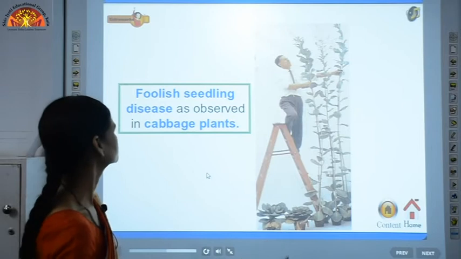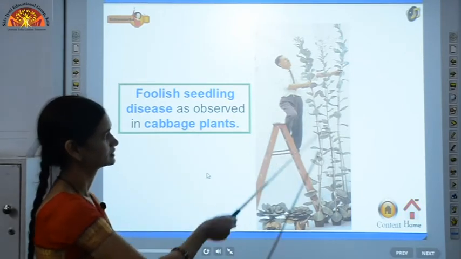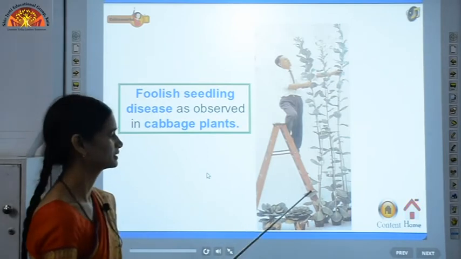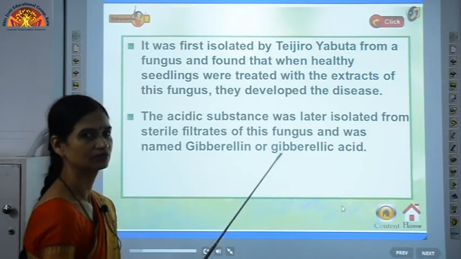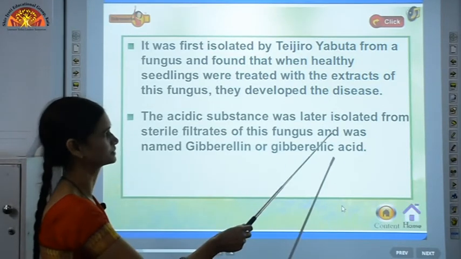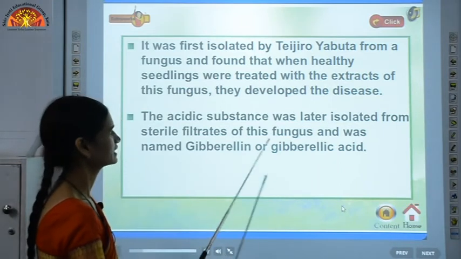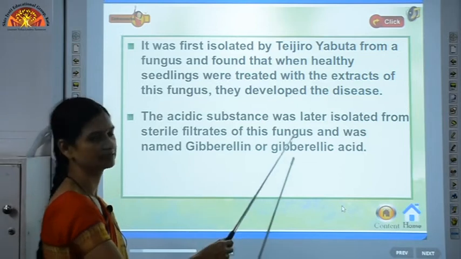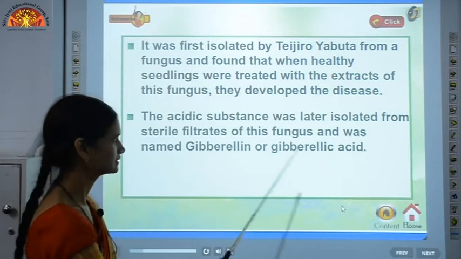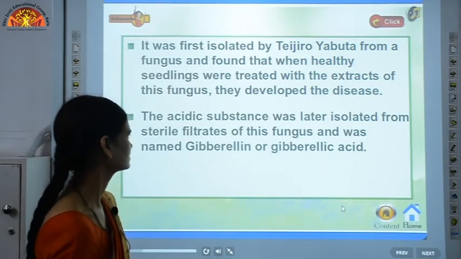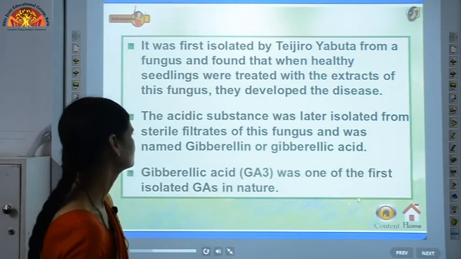Another example is also there, the foolish seedling disease as observed in cabbage plant. देखो such a long heighted plants are there but they are of no use. So this disease was developed due to the fungus and the acidic substances. जो acidic substance की वजह से ये disease हो रही थी, that was isolated from sterile filtrate of this fungus and was named as gibberellin or gibberellic acid. तो ये acidic है इसलिए इसका नाम gibberellic acid है. So in this way we came to know how gibberellin was discovered.